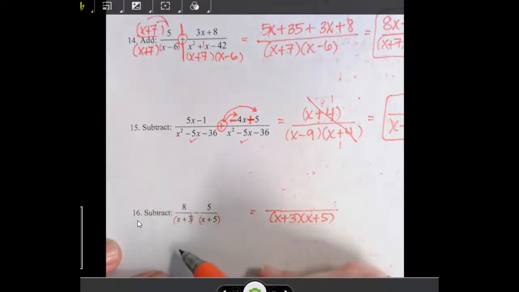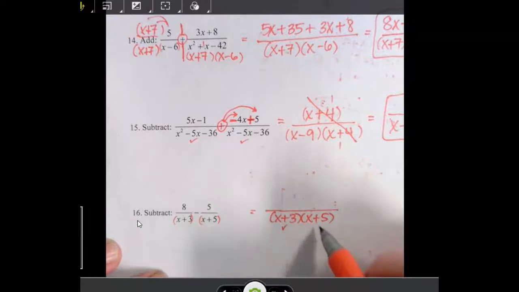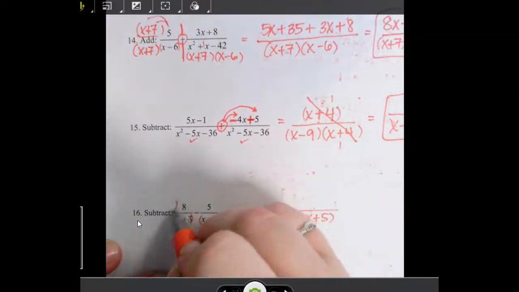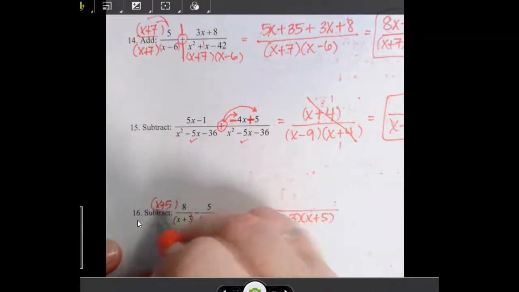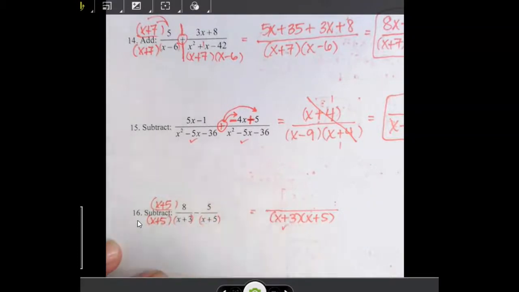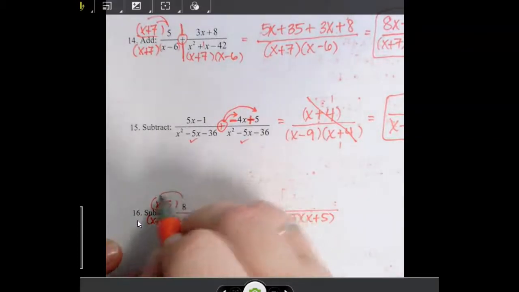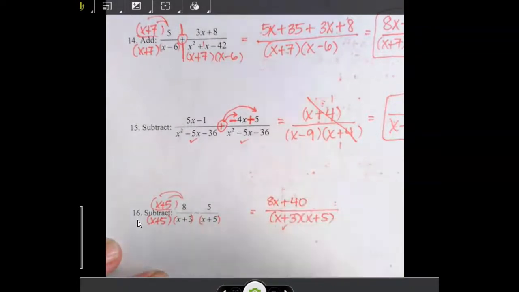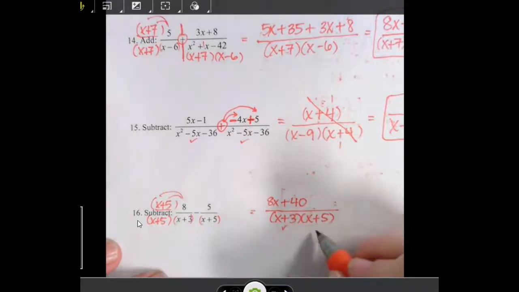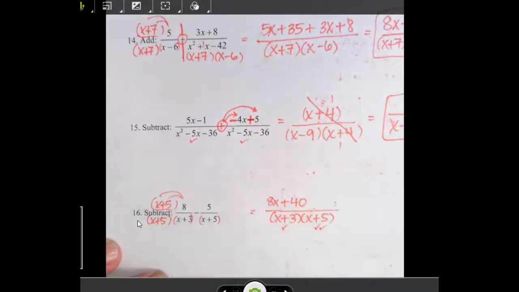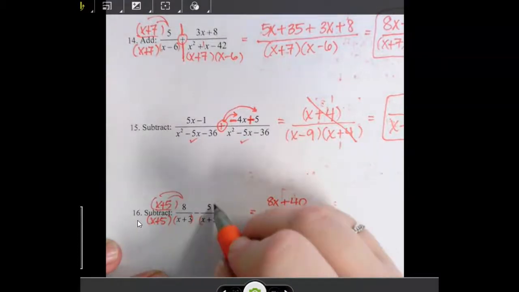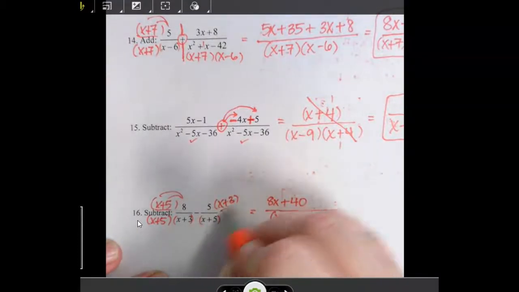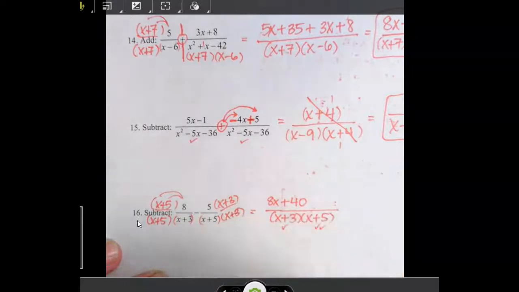So my first fraction has the x plus 3 factor. It needs the x plus 5. So I will multiply by x plus 5 over x plus 5, and I will distribute. That gives me 8x plus 40. And then my second fraction has the x plus 5 factor. It doesn't have the x plus 3. So I will multiply by x plus 3 over x plus 3.